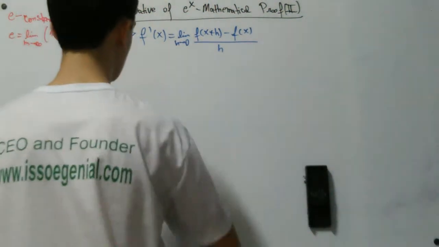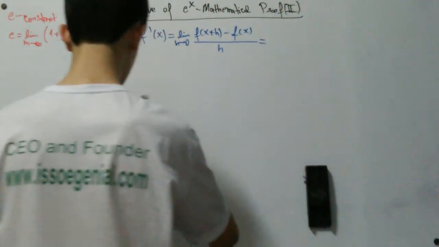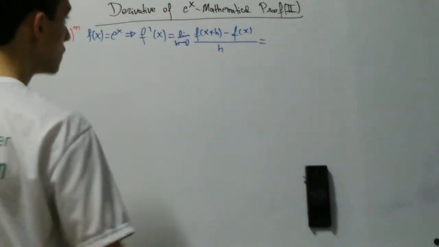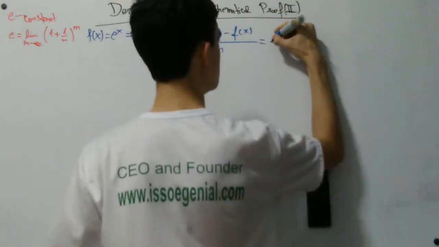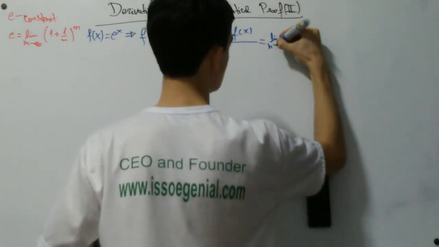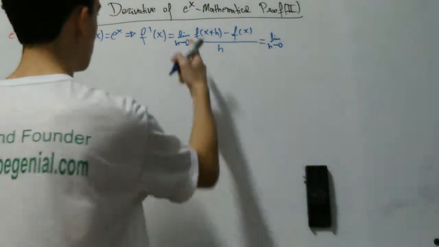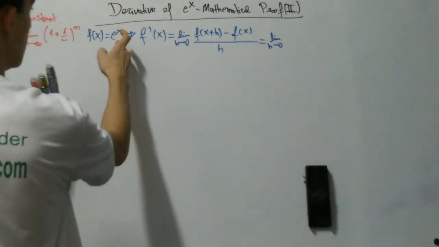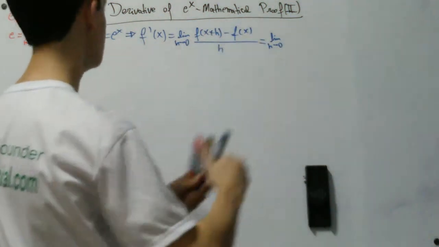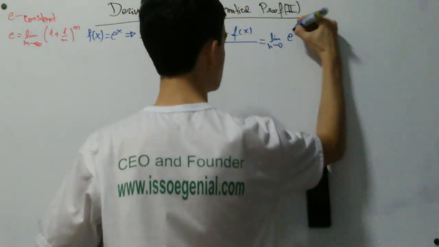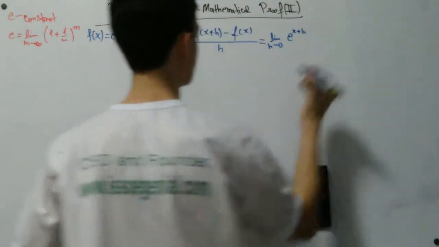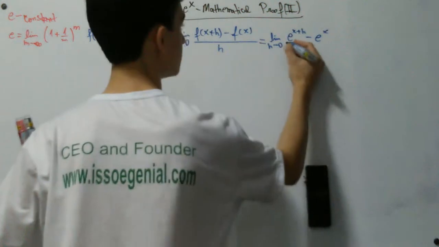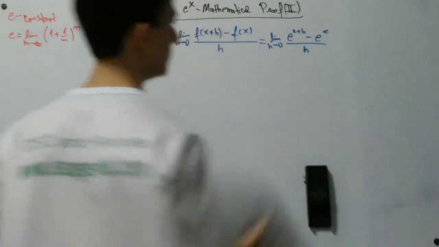So let's use this in our context here. f of x is e to the x. So this is equal to the limit when h approaches 0 of, if f of x is e to the x, f of x plus h is e raised to x plus h, minus f of x, which is e to the x, and all of this divided by h.